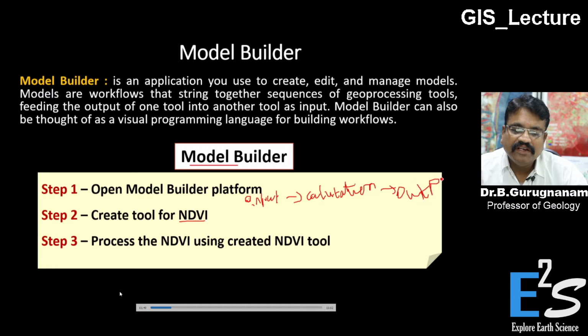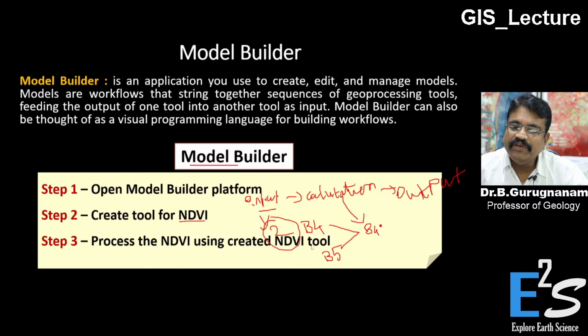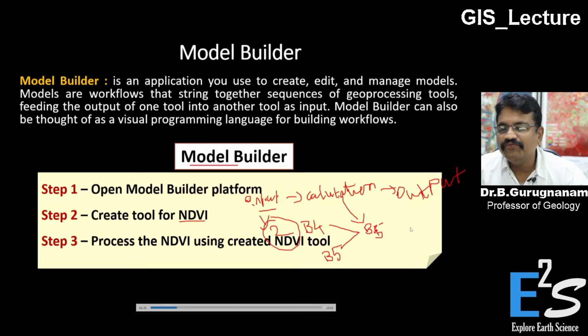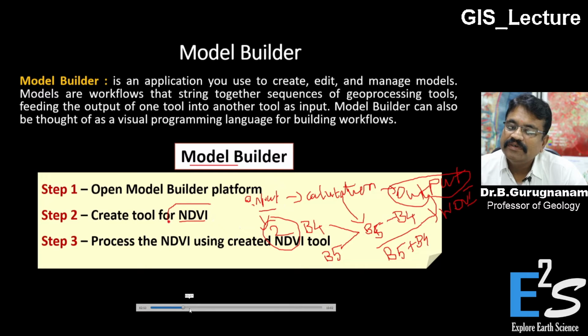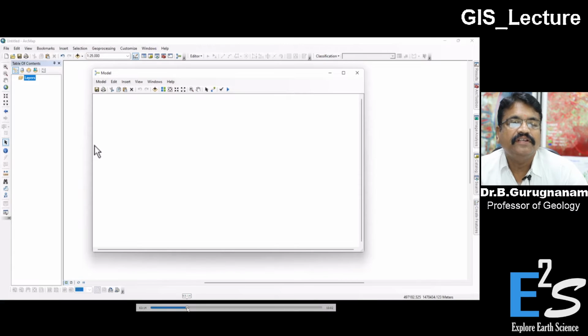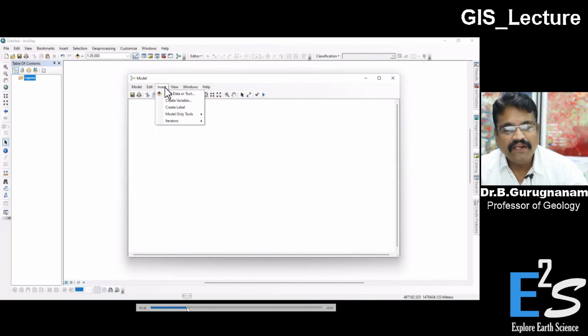So I'll write quickly here. This is normally band 5 and band 4. Two bands are used. Band 5 minus band 4 divided by band 5 plus band 4. So that is the NDVI output. We will see the process of how to do it in the model builder.